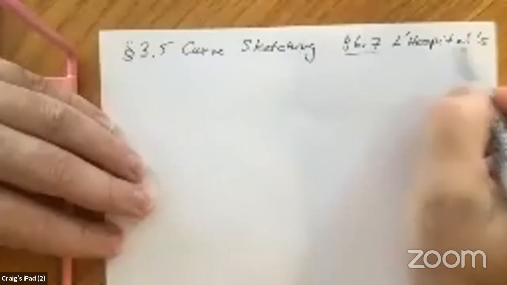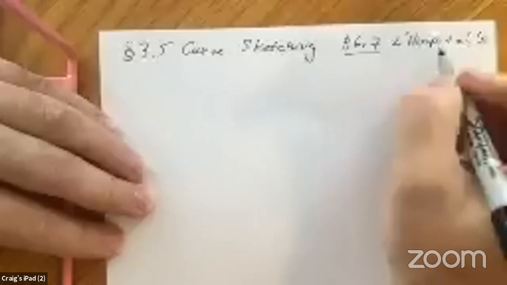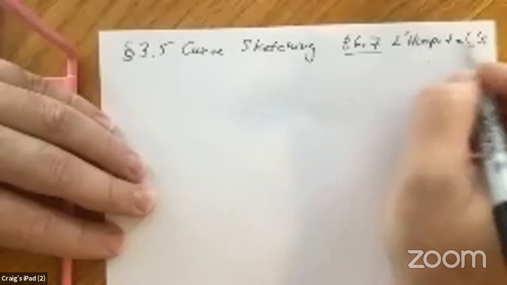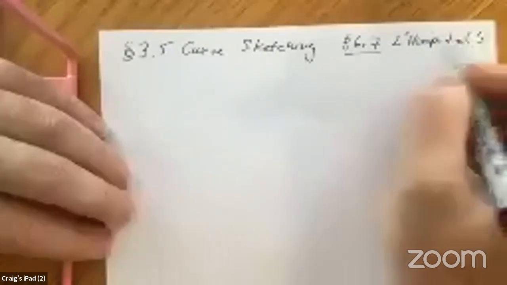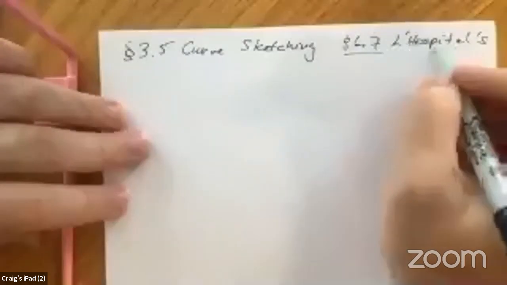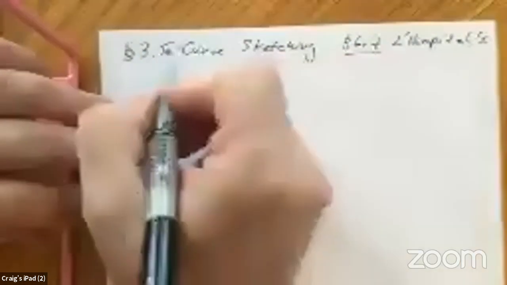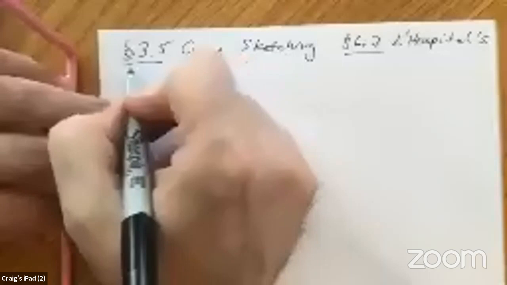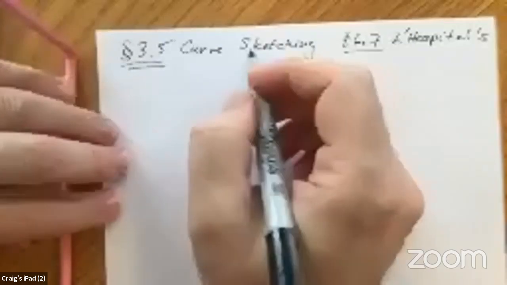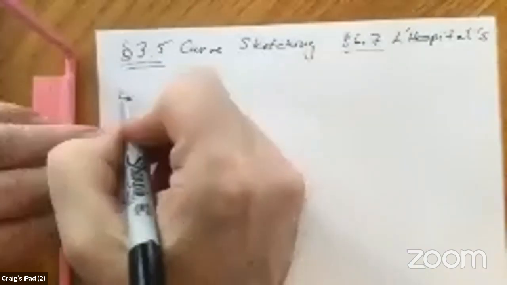L'Hopital's rule is a special trick for making all the limits problems that we've tried to figure out a lot easier. And so we're going to start with section 3.5 on curve sketching. And the best way to do that is just to start with an example.